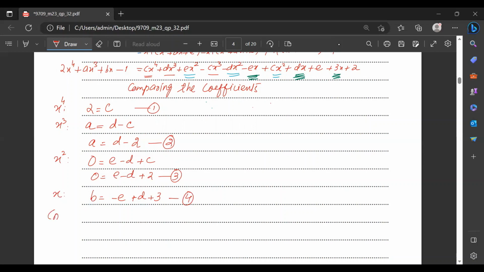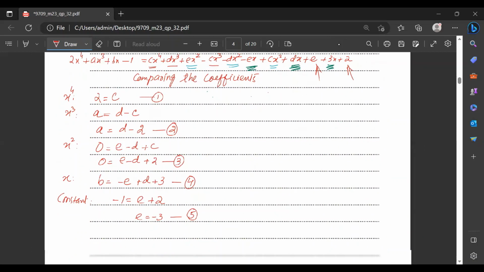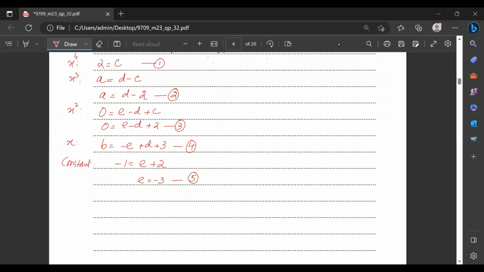Finally, comparing the constants on both sides. The constant is minus 1 on the left hand side, and on the right hand side the two constant terms are e plus 2, so we have e equals minus 3. This is number 5. The question was to find a and b. We have used the value of c in 2 and 3, and finally we have e.